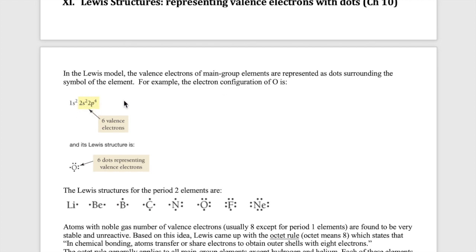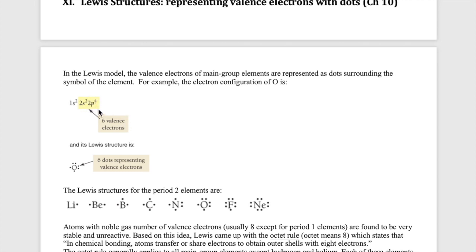Remember that valence electrons are the outermost electrons in an atom, and those are the electrons that we would either share or lose, and the valence shell is where we might gain electrons whenever there's a chemical reaction. So we don't care about other electrons, we just care about the valence electrons. In oxygen, for example, the electron configuration is 1s2, 2s2, and 2p4. The valence electrons are all the electrons that are located in the valence shell. In this case, the valence shell is the largest shell that we have, which is shell number 2. So we have 6 valence electrons here.